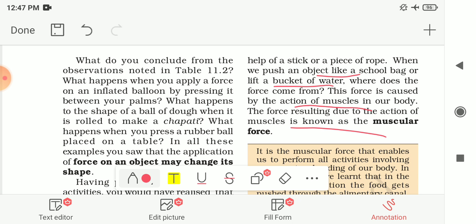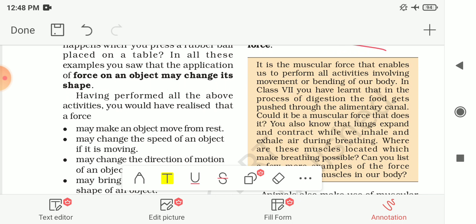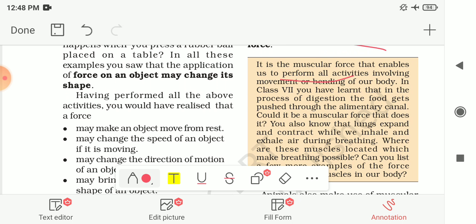The force resulting due to the actions of muscles is known as muscular force. The force which we apply because of the muscles of our body is known as muscular force. And we apply this force because of the actions of the muscles, that is contraction and relaxation of the muscles. And it is the muscular force that enables us to perform all the activities involving moving or bending of our body.